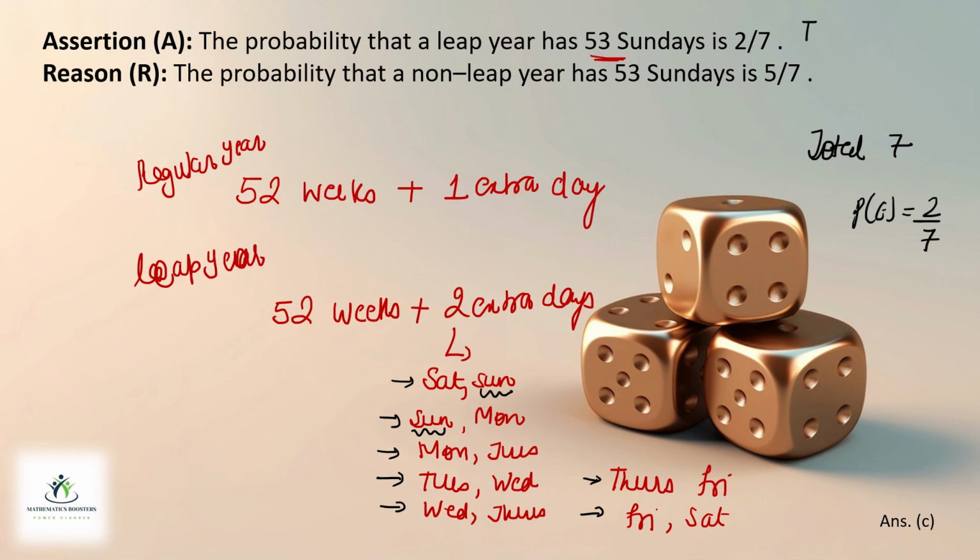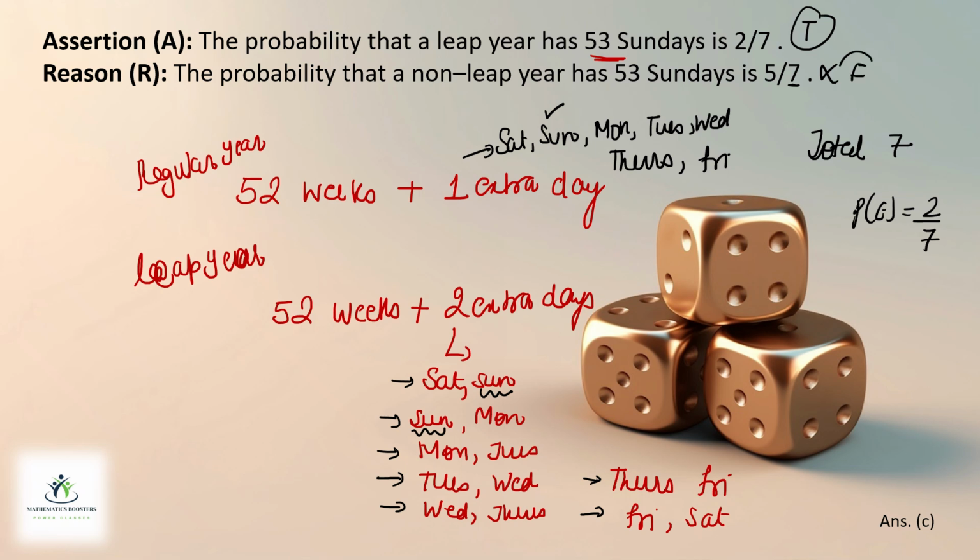So this is true. The probability that a non-leap year has 53 Sundays is 5 by 7. No. When there is 1 extra day, it can be Saturday, Sunday, Monday, Tuesday, Wednesday, Thursday, Friday. So total we have 7, but the probability of 53 Sundays is only one. So this is false. Assertion is true, reason is false, so option is C.